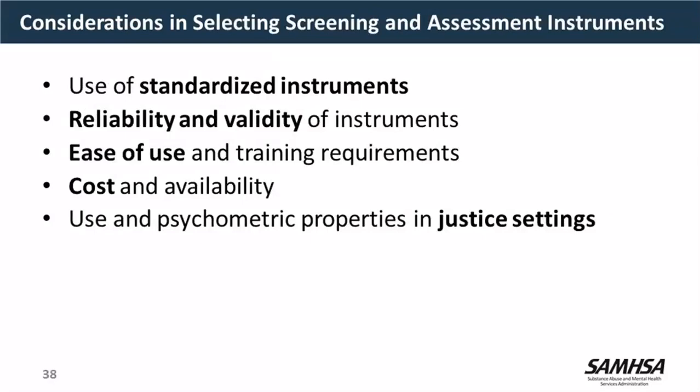Other types of things to think about then in terms of selecting instruments. We want to use standardized instruments that are reliable and valid. And so you want to look for the psychometric properties of instruments to make sure they're accurate, and that when administered over time by the same person or by different staff at the same time, they would provide equivalent outcomes on the instruments, the same type of scores.